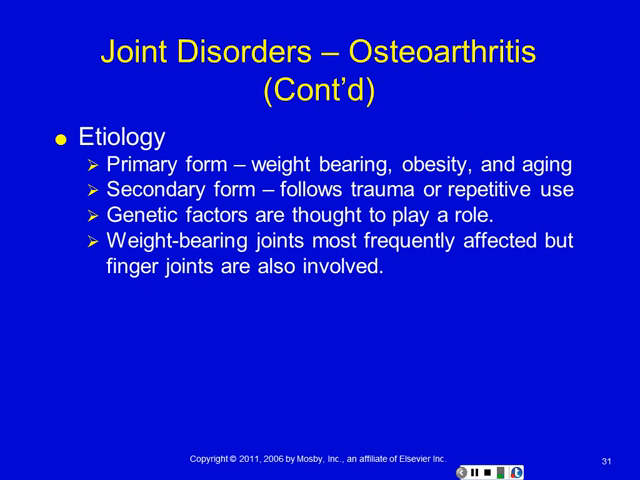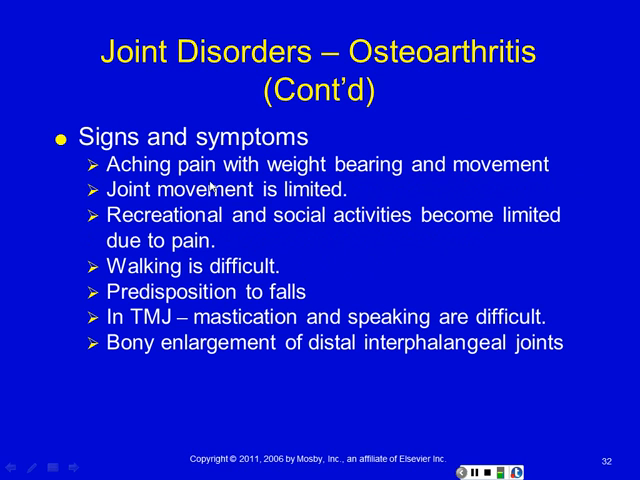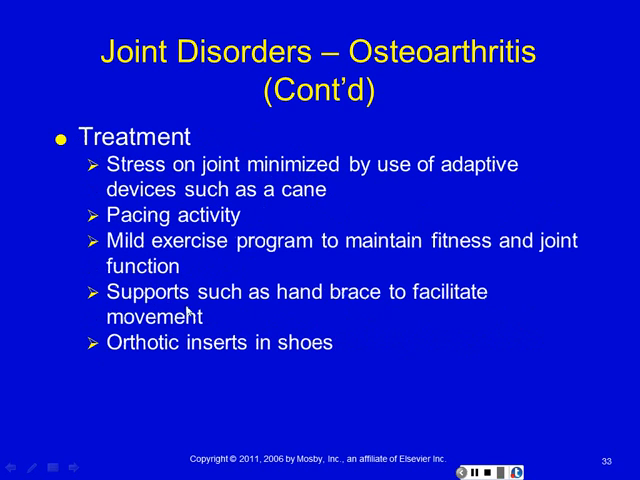So typically osteoarthritis is large joints, rheumatoid arthritis is small joints, but fingers are the exception. Because we use fingers all the time, both forms can affect the finger joints. So signs and symptoms: pain with weight bearing and movement, a reduction in range of motion at the affected joint. Walking becomes difficult. These people are predisposed to falls because their joints lack mobility, so they tend to be a little unbalanced. All right. Treatment.